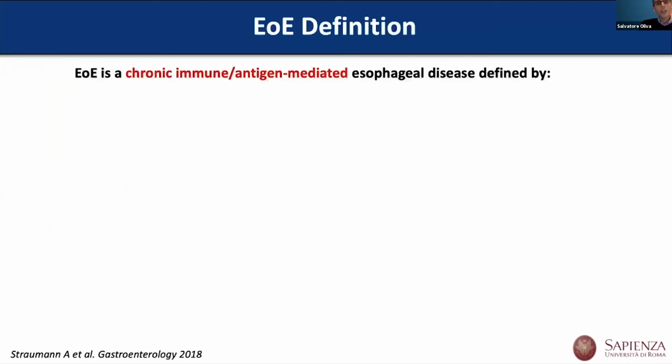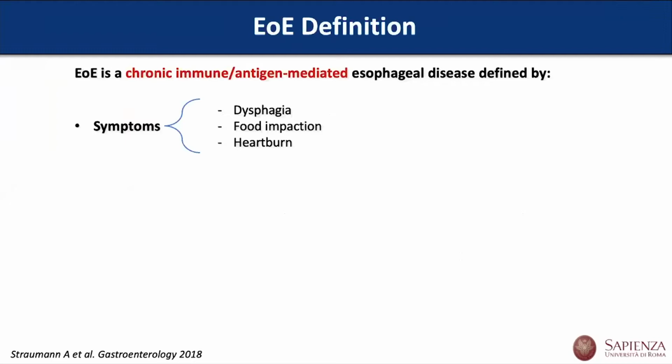So looking at the definition of this condition, we should keep in mind that this is a chronic condition. So this means that the disease will not go away someday, but probably tends to last for the entire life. The first factor is clinical presentation.